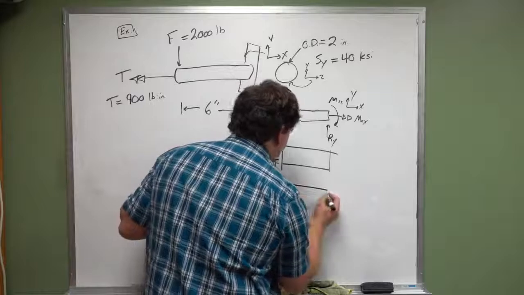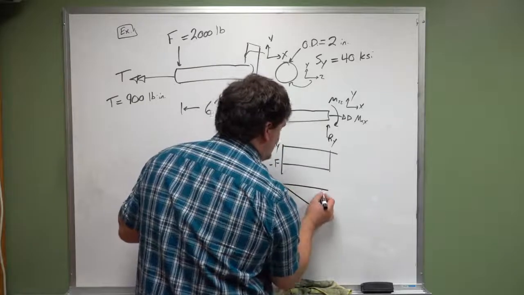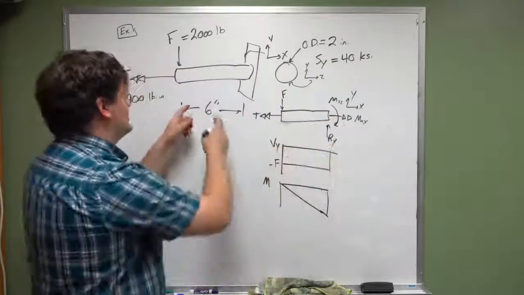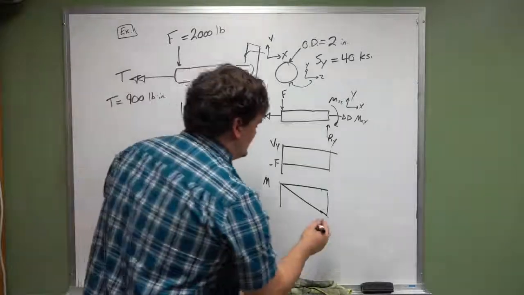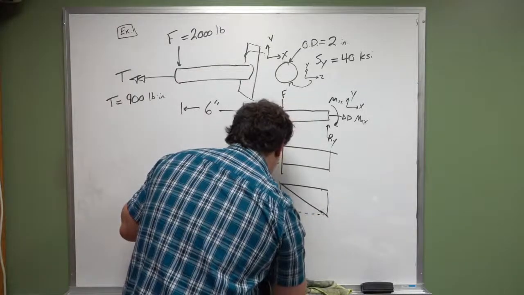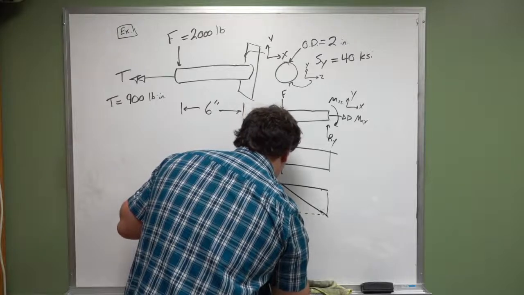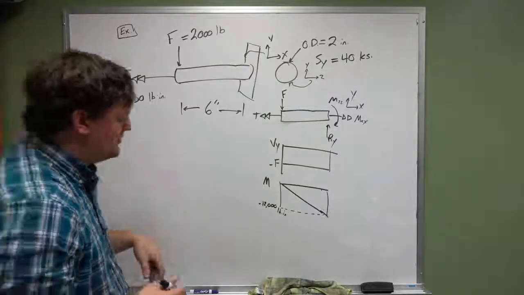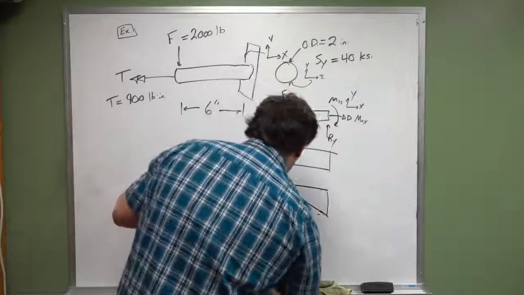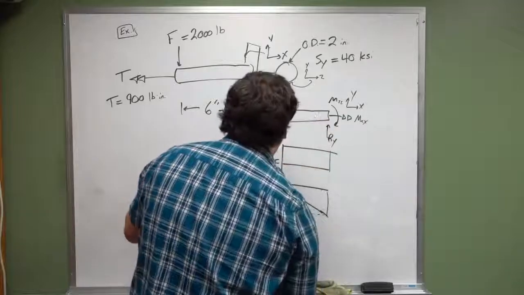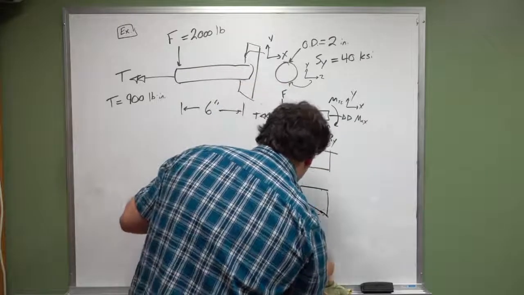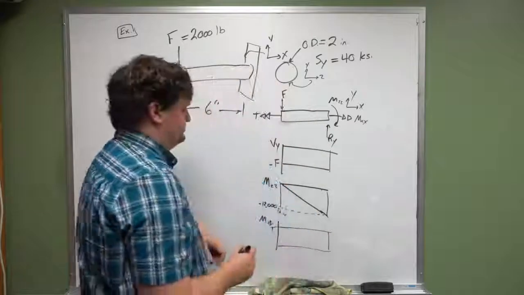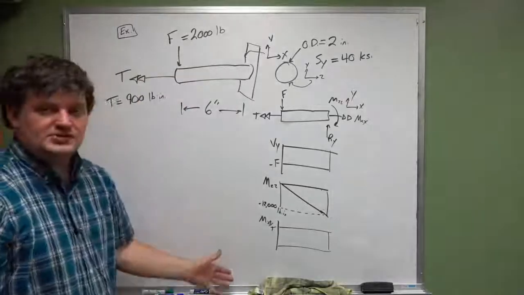Okay, so the moment starts here, gets increasingly negative, and then at the end of the beam, it reaches a value of F times the length of the beam, which is 6. So 2,000 times 6, which is negative 12,000 pound-inches. Okay. And this is MZZ. And then I can draw our MXX. Our MXX is positive, and it stays constant across the entire beam at T. So these are all three of the loads that we have active.